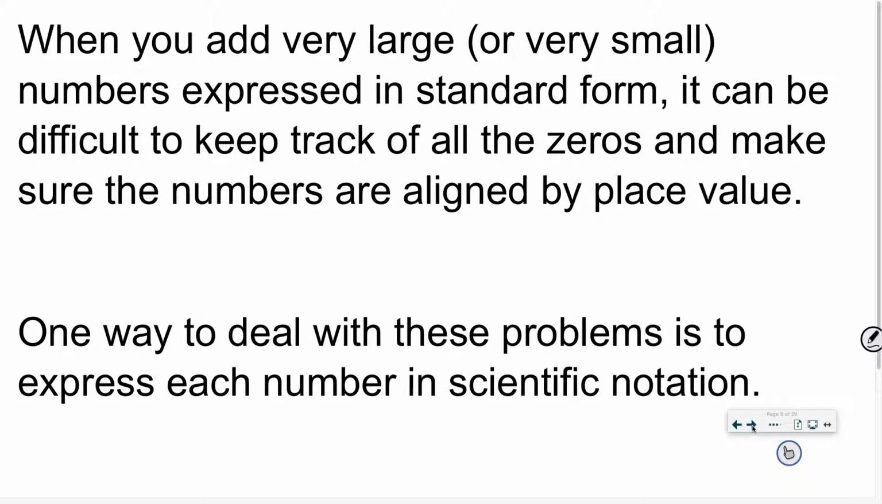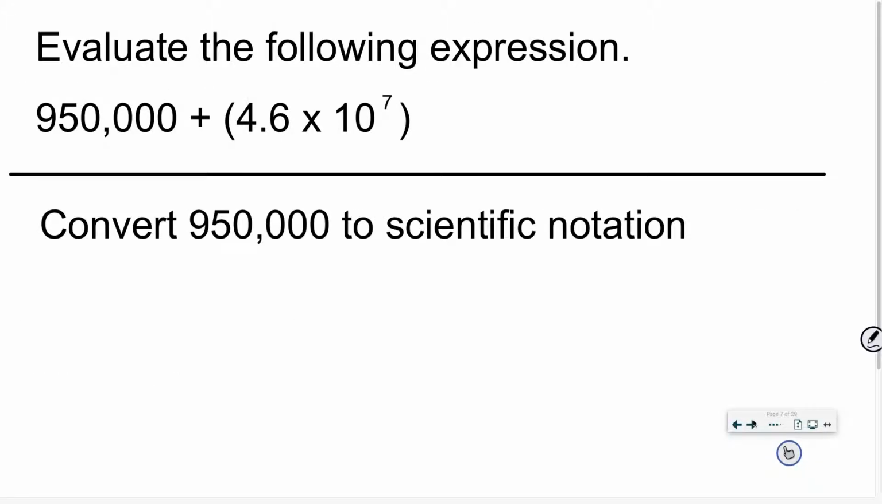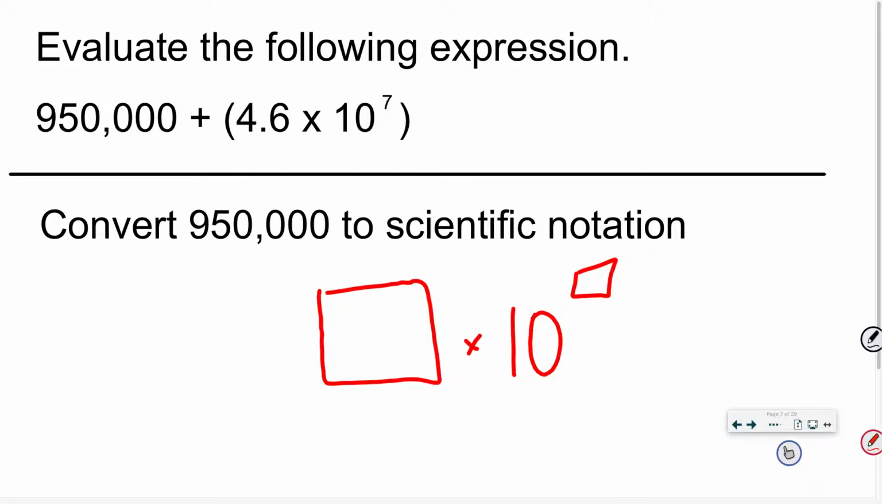So an option, one way to deal, is to keep these numbers in scientific notation. How can I convert 950,000 to scientific notation? If I write a number in scientific notation, just to recap, I have a number times 10 to an exponent. What do I know about this first number? It has to be a number between 1 and 10. Yeah, in proper scientific notation, this number would be between 1 and 10. What would that number be? 9.5. And I stress proper scientific notation because this is really what we've been working with since we started. And what would I multiply 9.5 by? 10 to the 5th. Good.